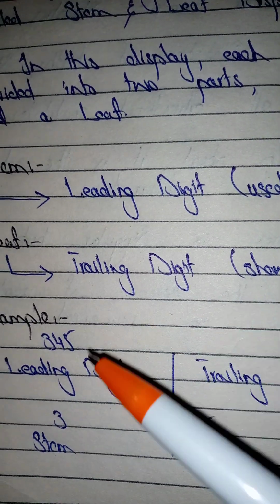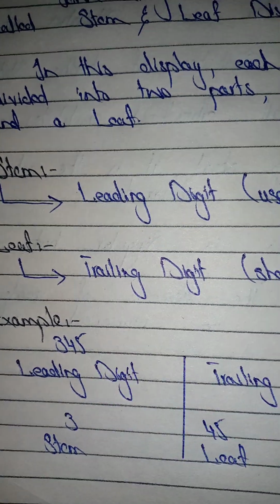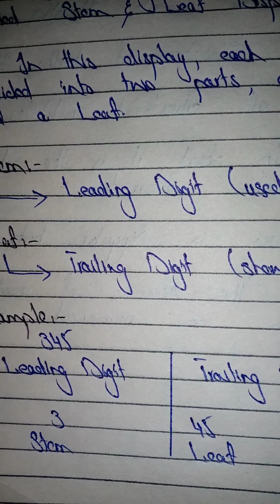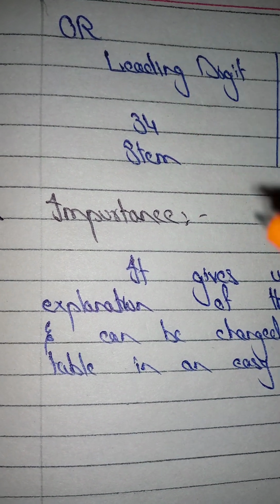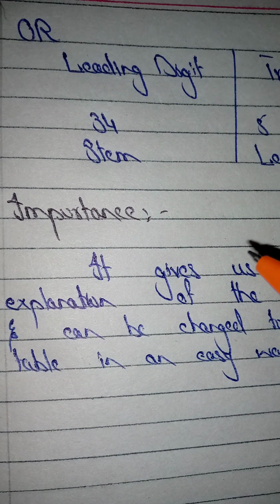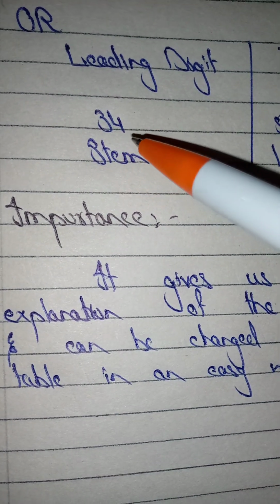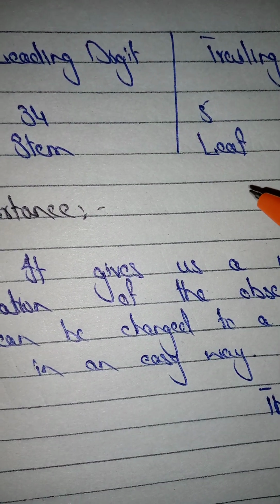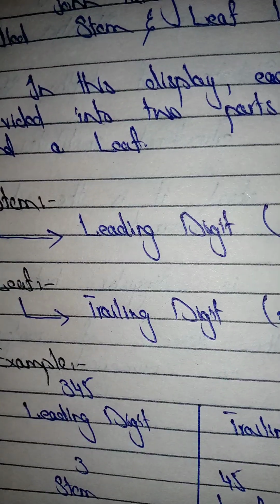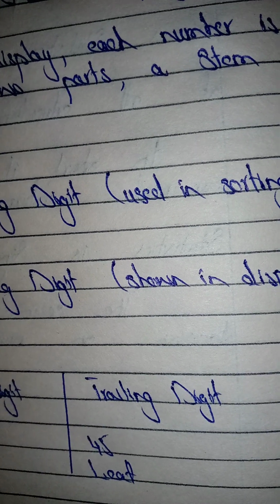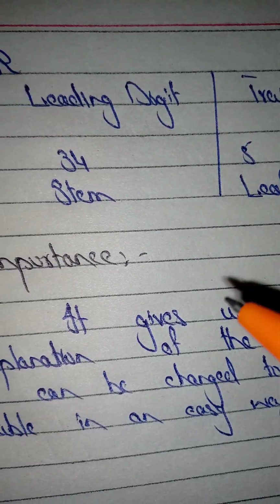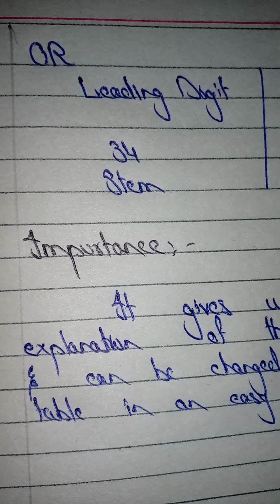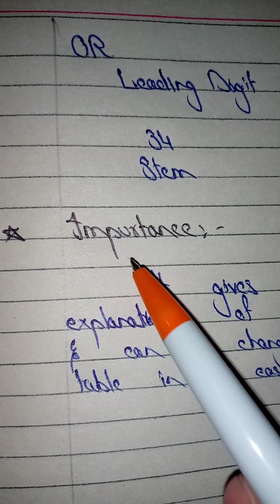So this is the process in which we display the stem and leaf, which is called a stem and leaf display. But let me tell you that we can write 345 in some other way also. We can write 34 in the stem and only 5 in the leaf. As before, we write 3 in the stem and 45 in the leaf, but we can also write 34 in the stem and 5 in the leaf. Both situations are the same.